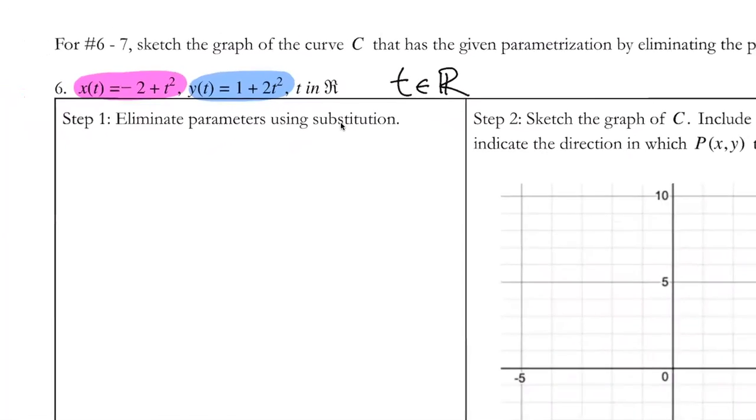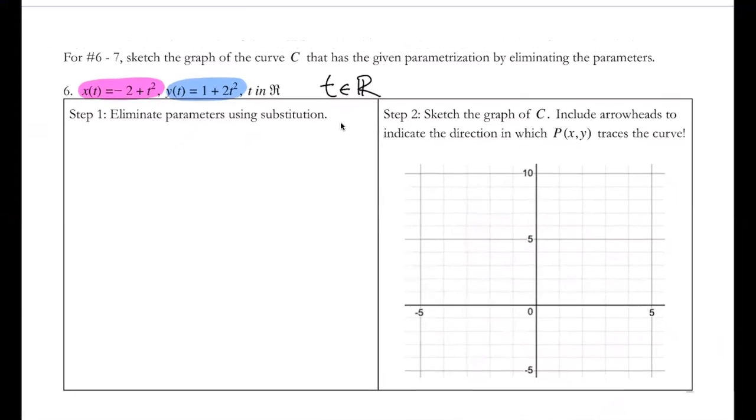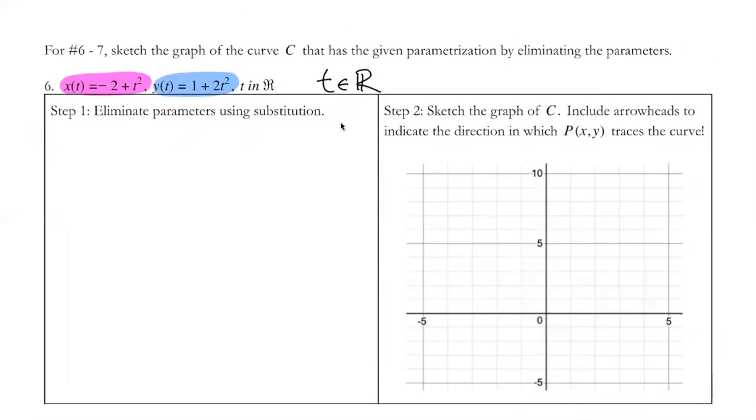Okay. But the thing is, if we're looking at all real numbers, that means that we don't have a set of numbers that we can plug in because we want to plug in all the numbers. And so instead, let's think about what shape this might generate. So we have x of t and we have y of t. What shape do we think x of t is going to look like? And what shape do we think y of t is going to look like?